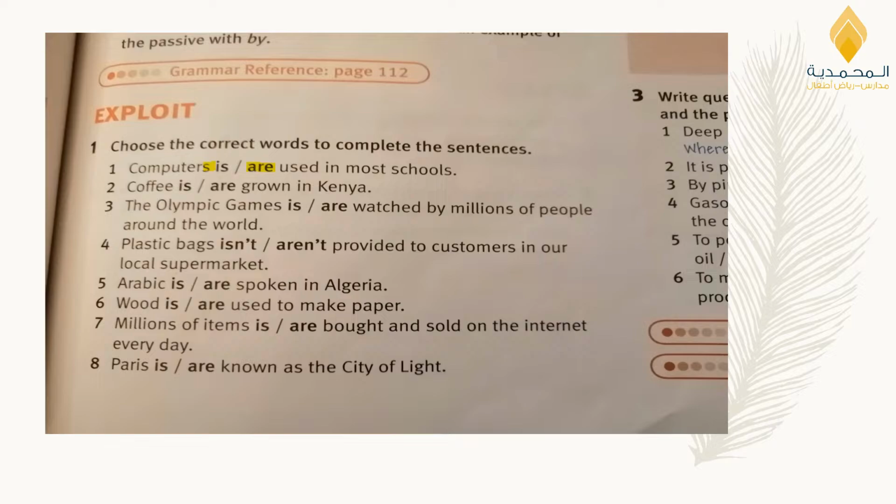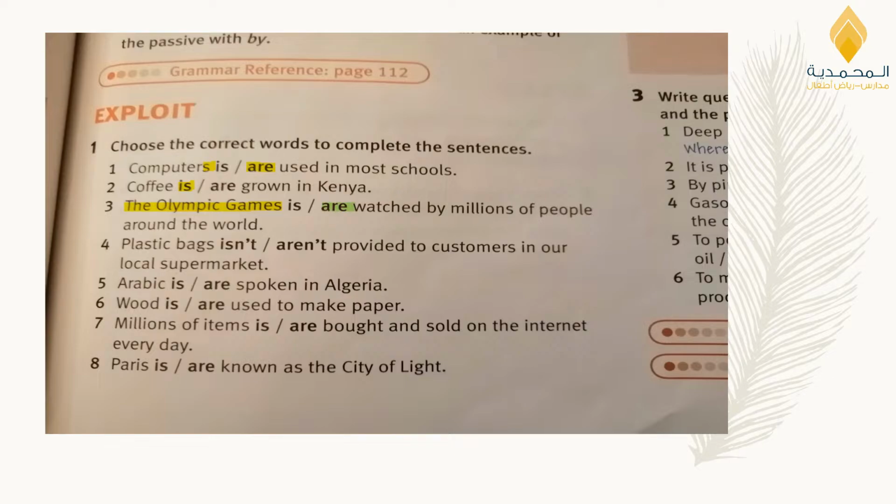Let's see number 2. Coffee is or are ground in Kenya. Coffee is uncountable. That's why we deal with it as a singular noun. So we are going to use is. Correct. 3. The Olympic Games is or are watched by millions of people around the world. So again, we have the Olympic Games as the subject of this sentence. It is a plural one, so we are going to use yes, are.